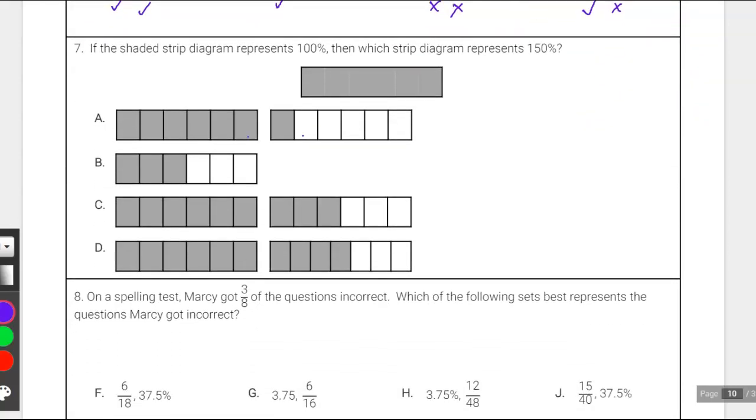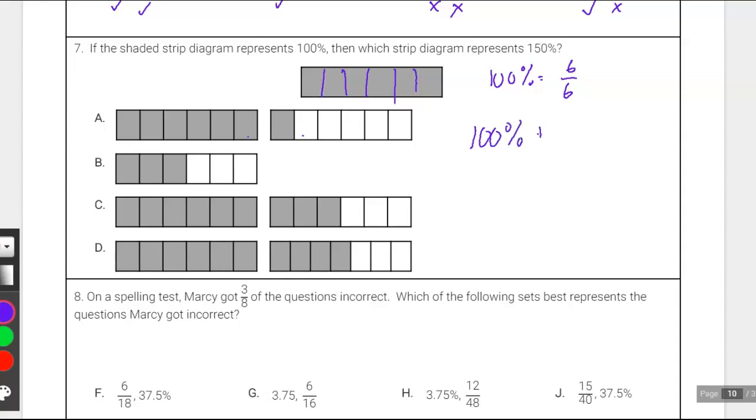If the shaded strip diagram represents 100%, then which strip diagram represents 150%? Well, let's see. So 100% equals 6 out of 6. You may not be able to see that. There's actually lines right here. Okay, they're nicer than mine, but now you can see them. So 100% equals 6 out of 6.